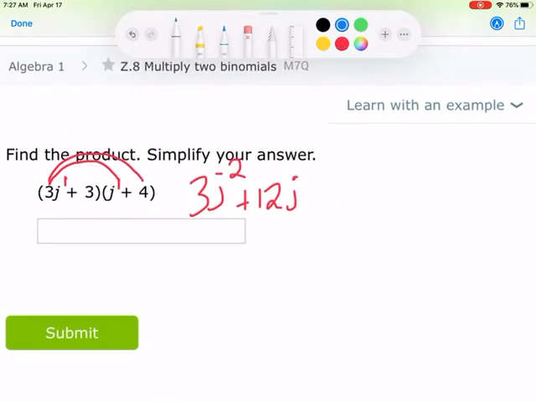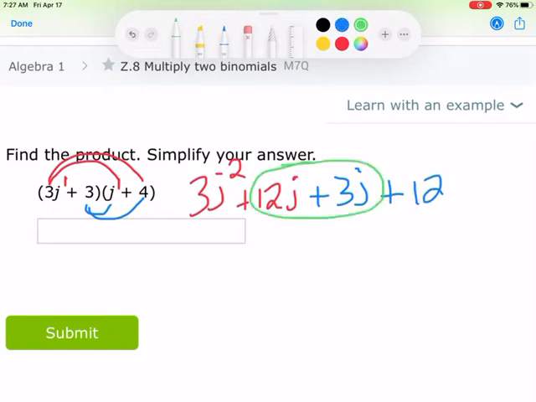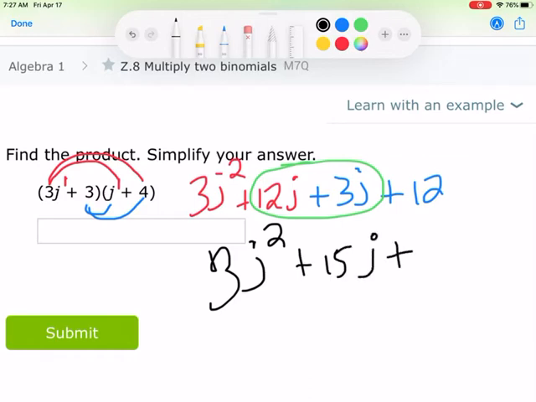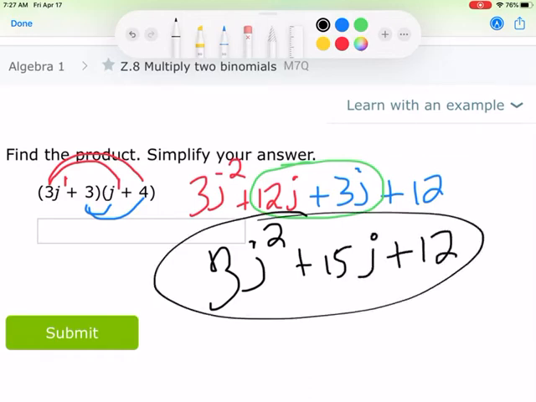I'm going to change my color. Now I'm going to distribute the 3 to the j and the 4. So 3 times j would be 3j. And then 3 times 4 would just be 12. Alright, so now I can combine my like terms. So these are my only two like terms right there. So your final answer would be 3j squared plus 15j plus 12. And that would go in the little box. Using that little tool to make the powers and hit submit, you're good to go.